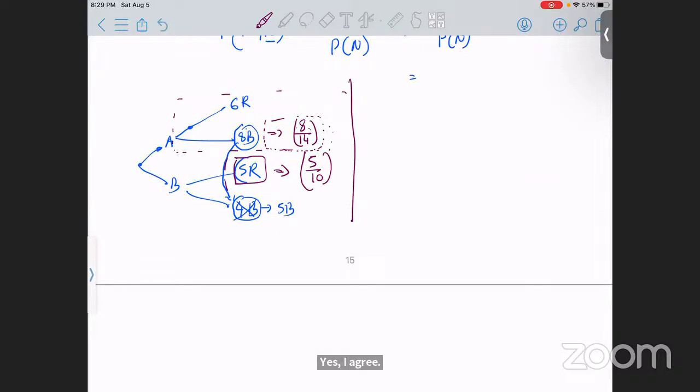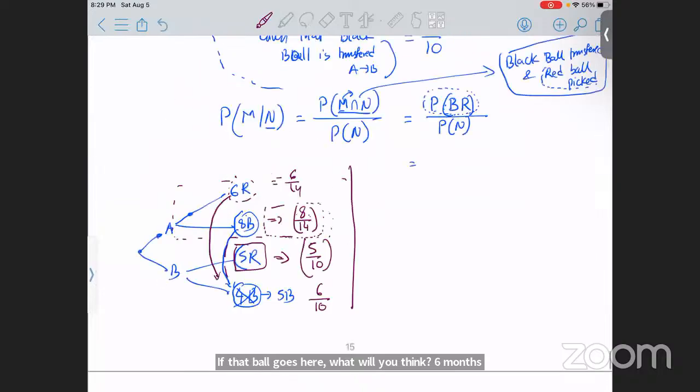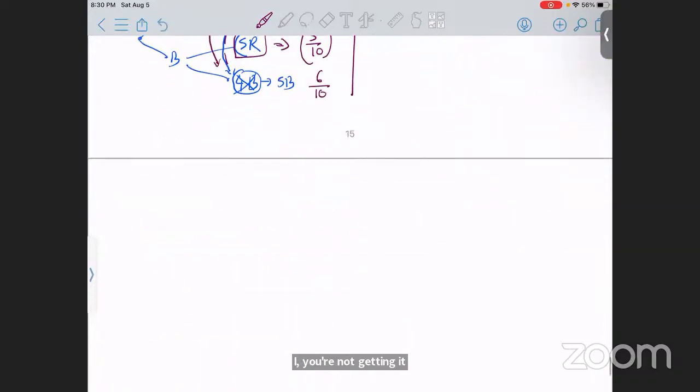So, what is the other possibility? That a red ball can go here. Agree? Yes, sir. So the probability of a red ball is 6 by 14 here. If a red ball goes here, what will it become? Then it will be 6 by 10. Now look, what is the question? I am not getting it. Just wait, you will get it now.